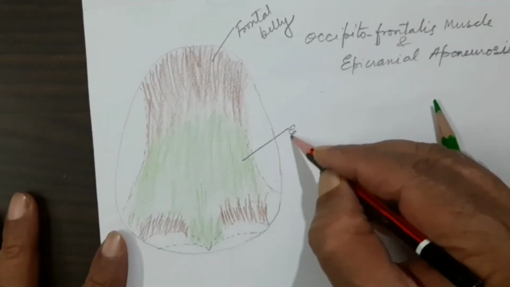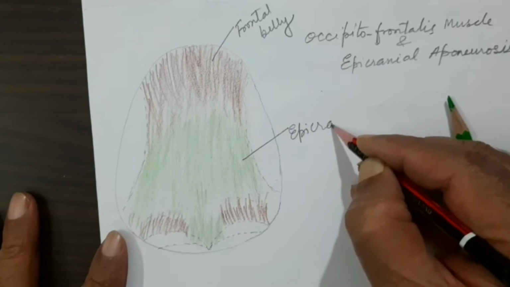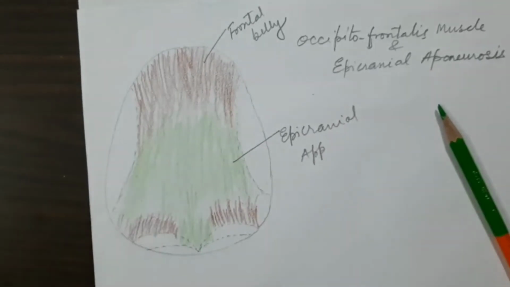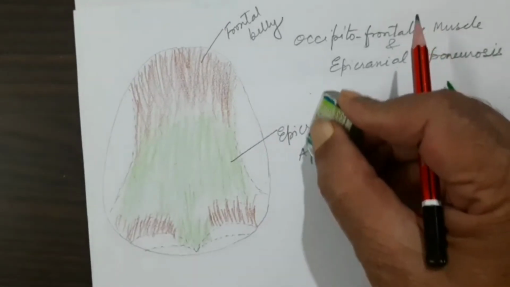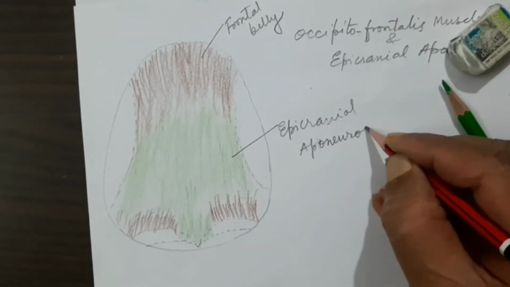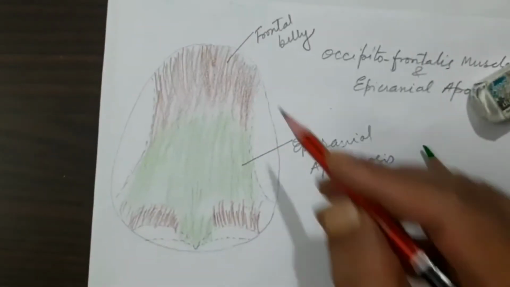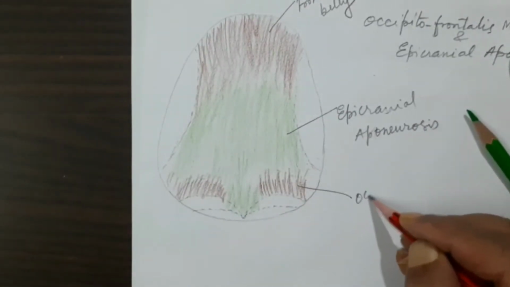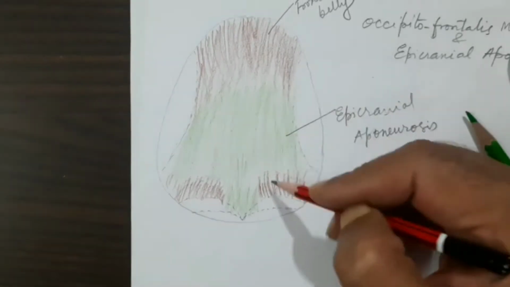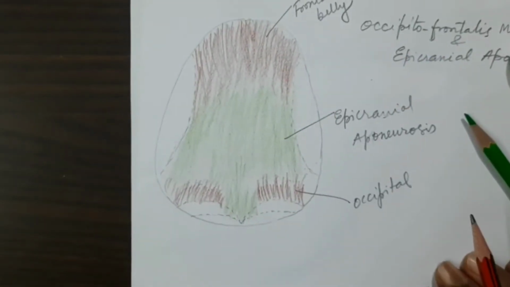So this is the epicranial aponeurosis here, and this is the frontal belly. This is the occipital belly. But this occipital belly is smaller as compared to the frontal belly.